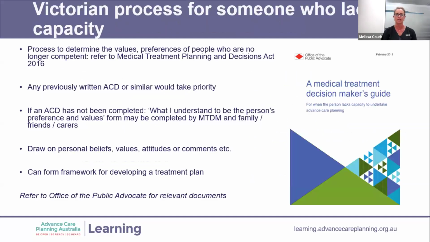So in Victoria, we also do have forms and resources for people who don't have capacity, and that is the document that's available from the Office of the Public Advocate. People who don't have capacity or who may not have been able to write an Advanced Care Directive may be able to complete this document, what I understand to be the person's preferences and values, and this can be completed by the MTDM and the family. This is really valuable for someone, especially if they might be entering an aged care facility, that we can still capture what was important to that person, and there's still a document that exists that captures that person's wishes around their preferences for medical treatment.